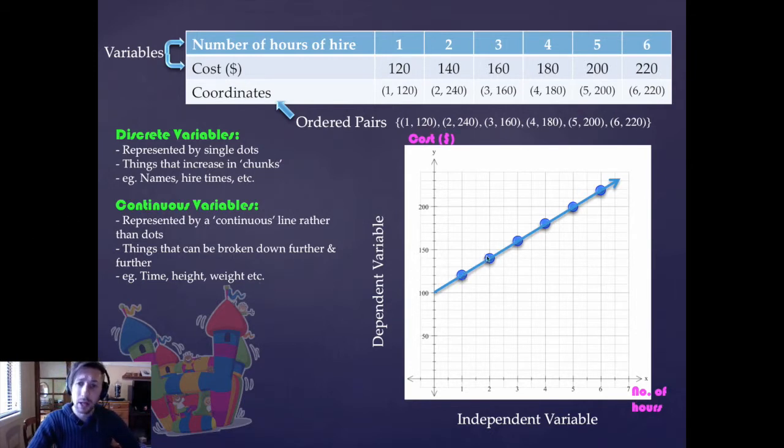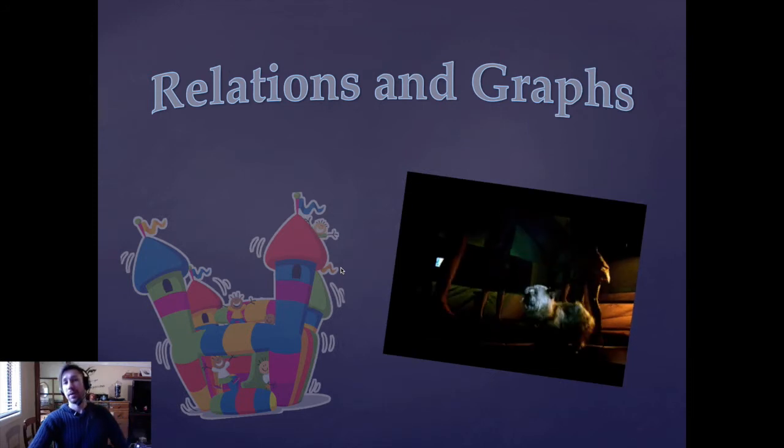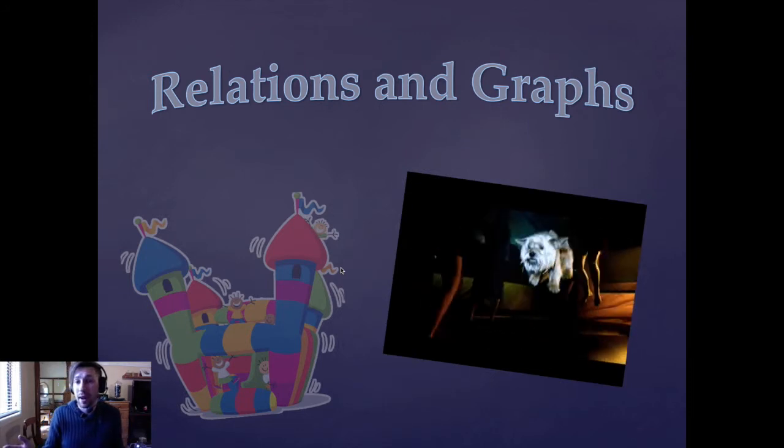So remember, discrete, individual dots, continuous, continues along as a straight line. You join the dots. So that's all you really need to know about relations and graphs.